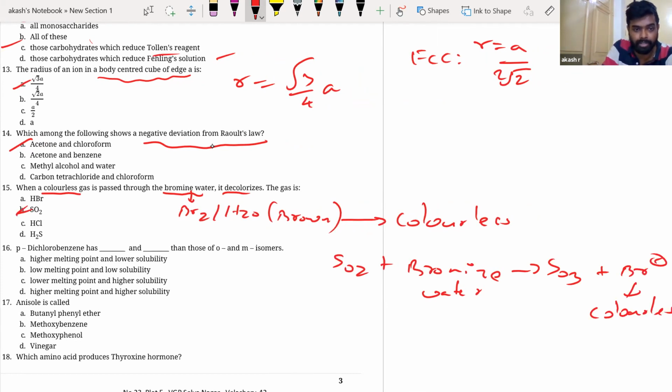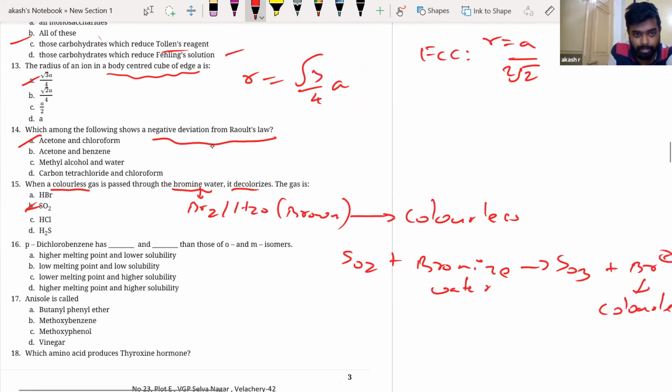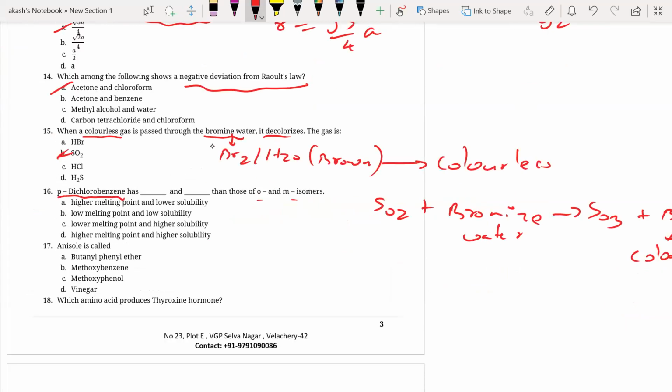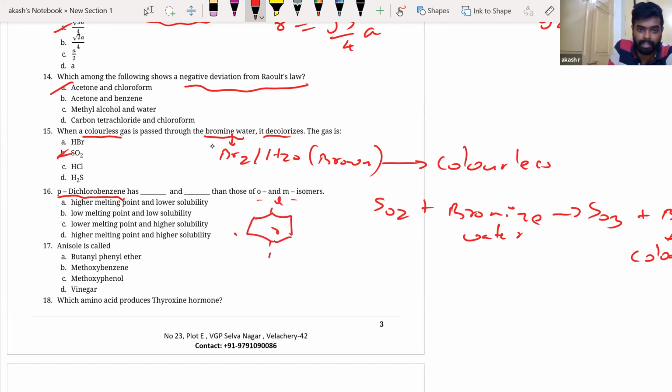Okay, fine. Next, para-dichlorobenzene has dash and dash than those of ortho and meta isomers. High melting point and lower solubility. Okay, correct, right? I think everybody can understand why. In case of para, they're symmetric. Para-dichlorobenzene has one Cl here, another Cl here. Now it is highly symmetric, so definitely there is going to be a higher melting point because it is symmetric.